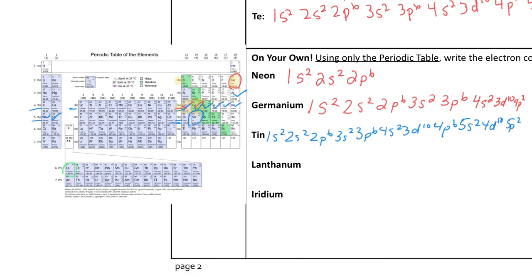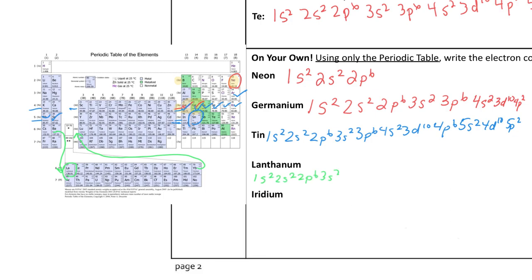Lanthanum. Man, my hand was already hurting. Lanthanum's way down here in the lanthanides in the f block. The tricky thing about lanthanum is that when you get here, you have to remember to jump down to the 4f, and then after the 4f, you come up to the 5d. Okay, so it's a little bit funky. The d orbitals and the f orbitals kind of lag behind the s and the p orbitals.